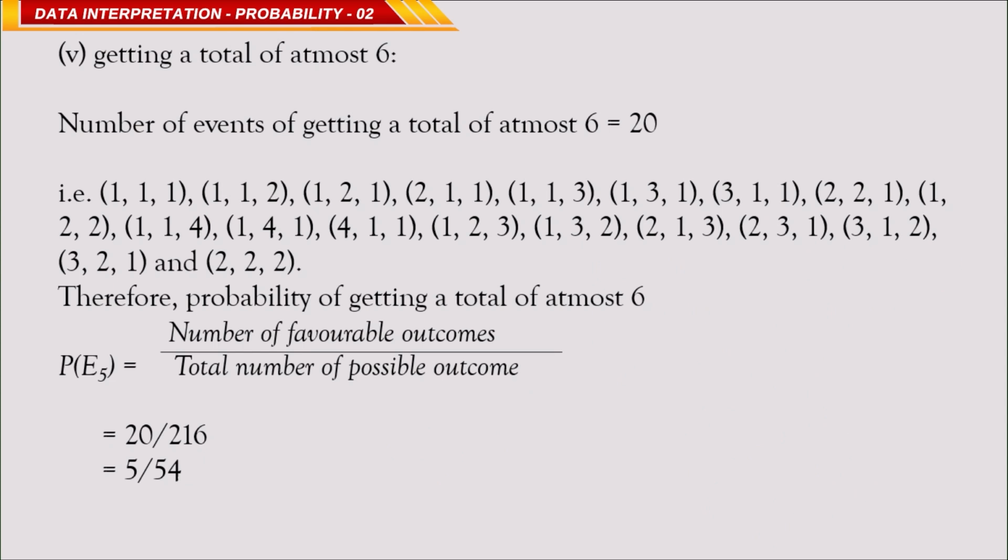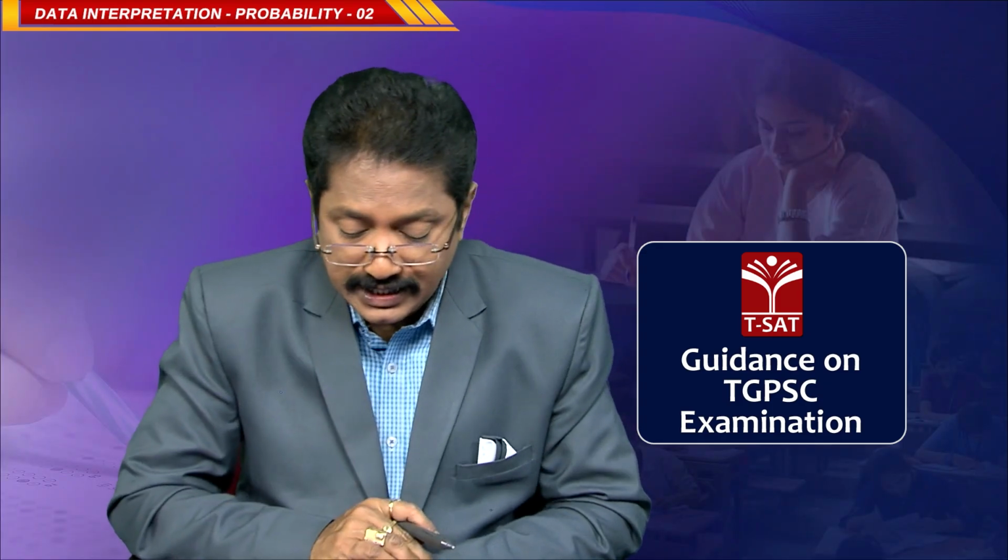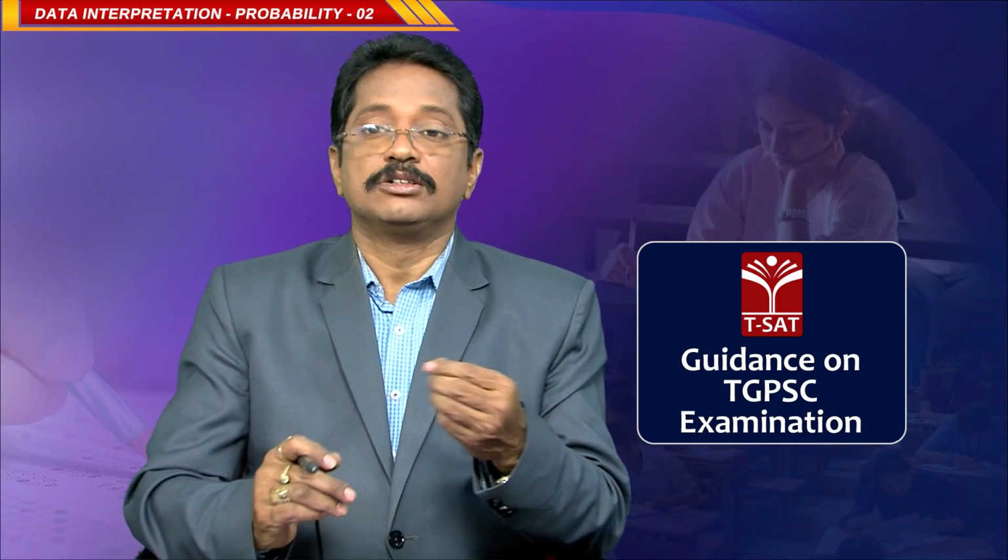And the last one, getting a total of at most 6. At most 6 means less than or equal to 6, so there are 20 possibilities. The favorable outcomes are 20 and the total outcomes are 216. So it is 5 by 54. In this manner you can calculate the probability.